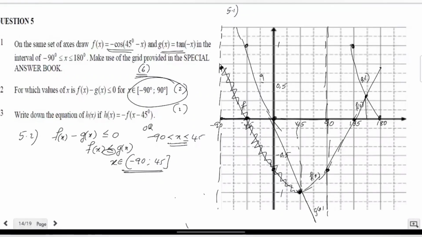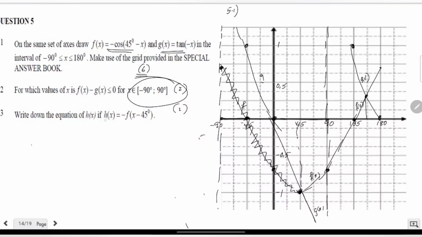Now coming to the last question, 5.3. You have to find a new function, h of x. What is that? h of x minus f of bracket x minus 45. So how do you find the equation? Guys, you see that you have to do something to f of x and reach here. So what is f of x?